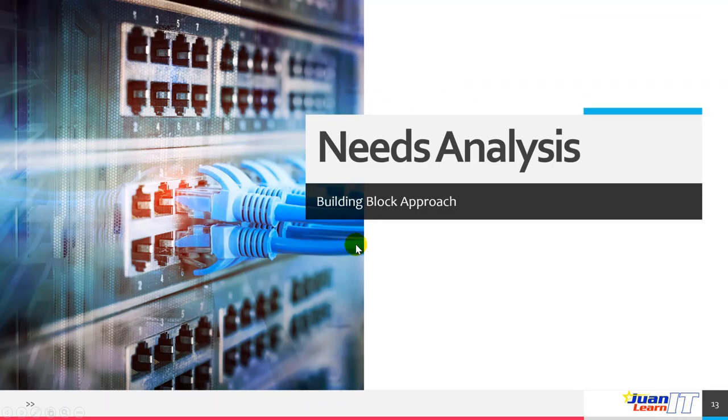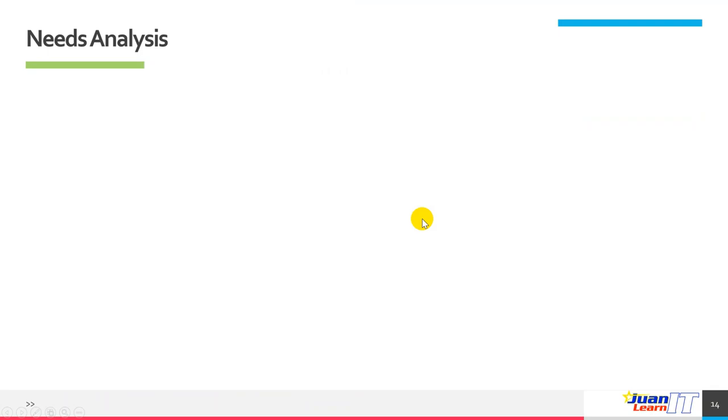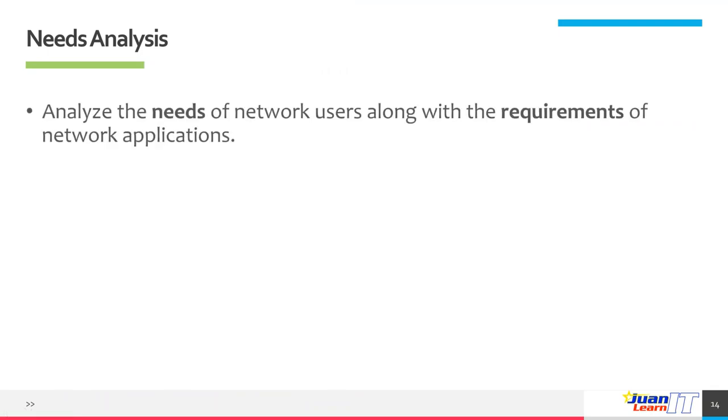So let's dig into detail about these three phases. Let's start with the needs analysis. Analyze the needs of the network users along with the requirements of the network applications. Just like starting with software development, we need to start with needs analysis. The goal of needs analysis is to understand why the network is being built and what users and applications it will support.